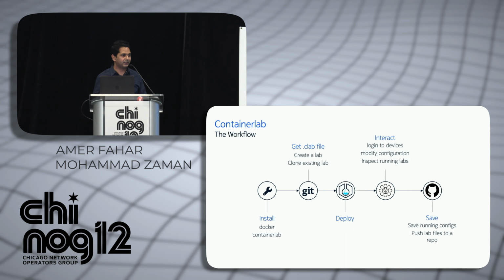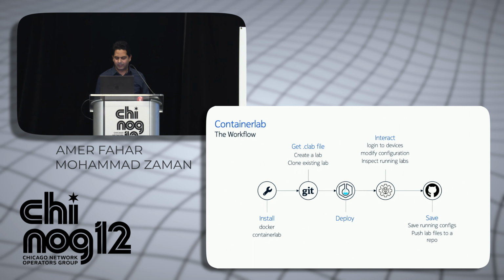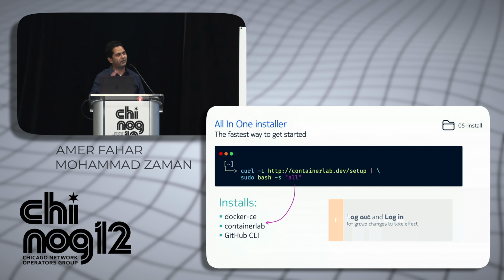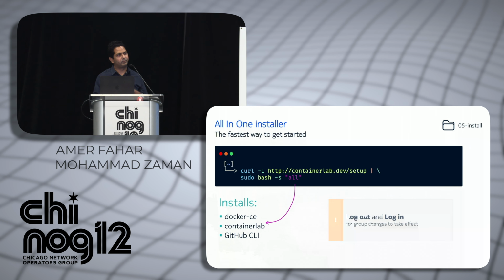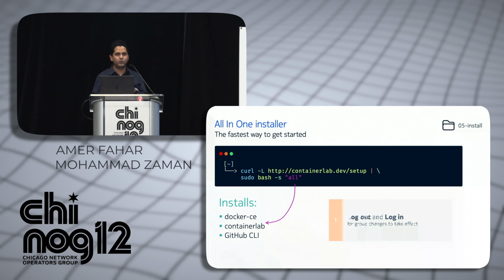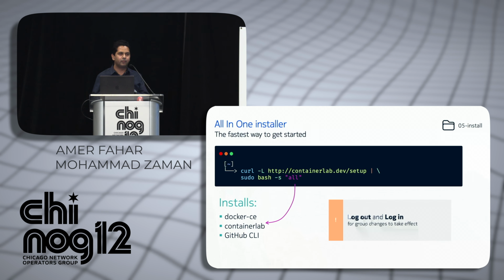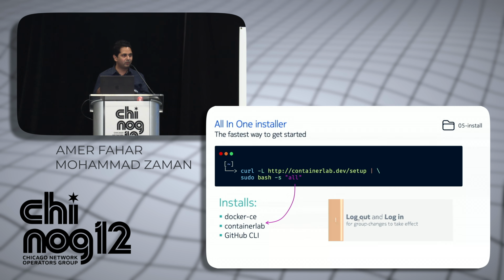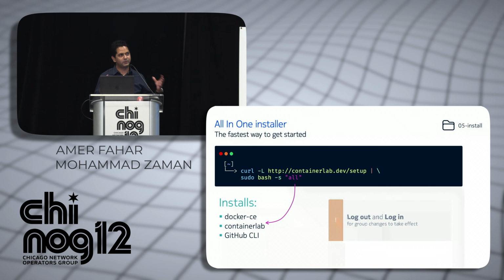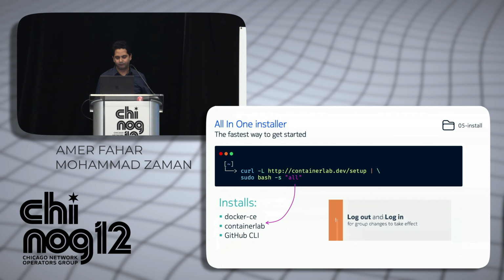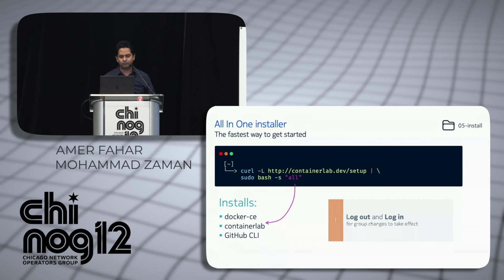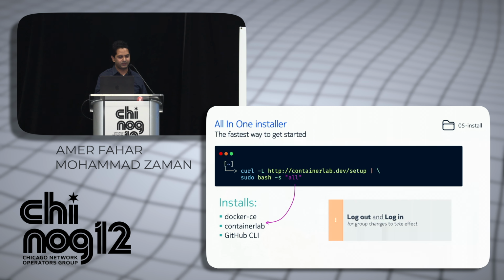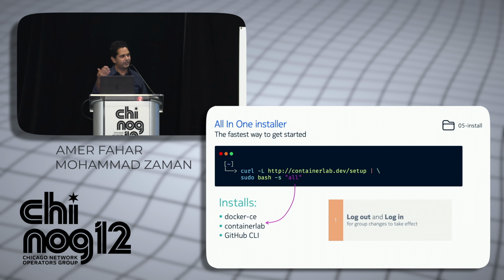And then tweak it. In terms of the configuration files included in the lab, we tried to mimic or match as closely as possible the validated design guides from Nokia, from Arista, and whatever is available from SONiC, to compose the configuration files that you'll see and be able to test. In terms of installing ContainerLab, there's an all-in-one installer. As you can see, this is the command you can go and run.